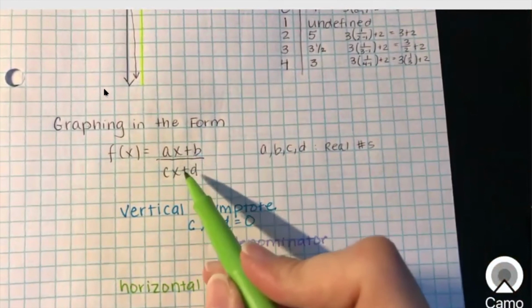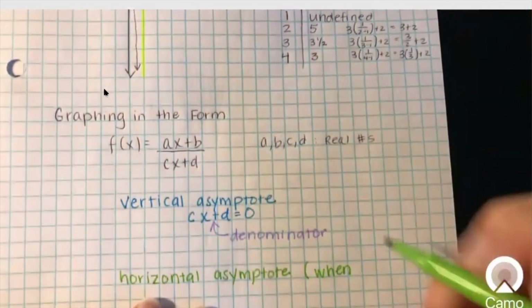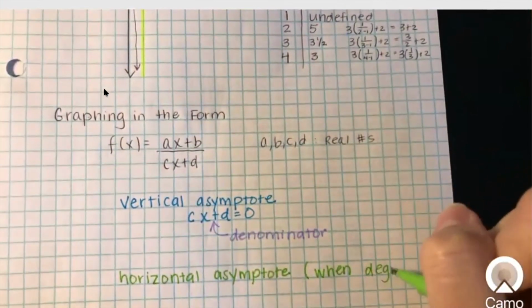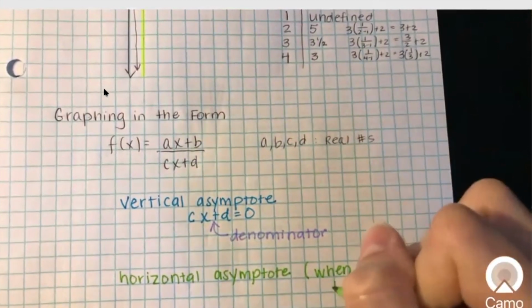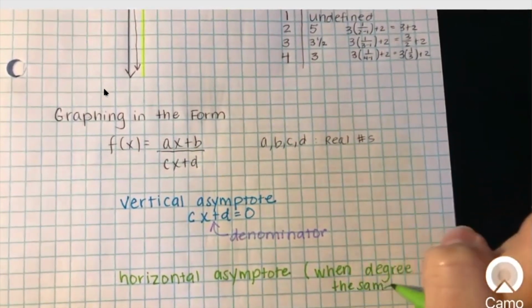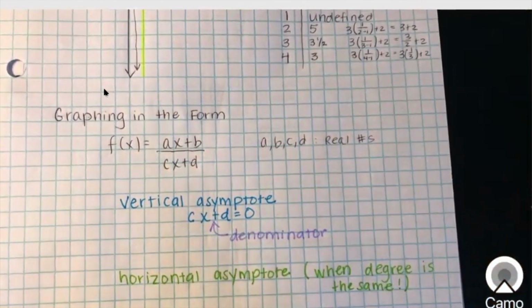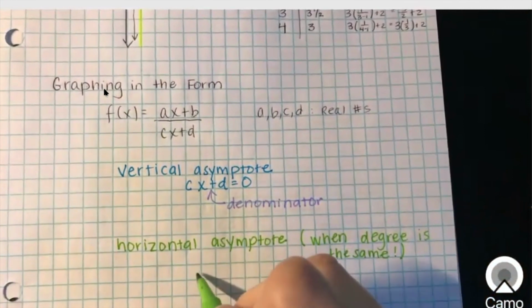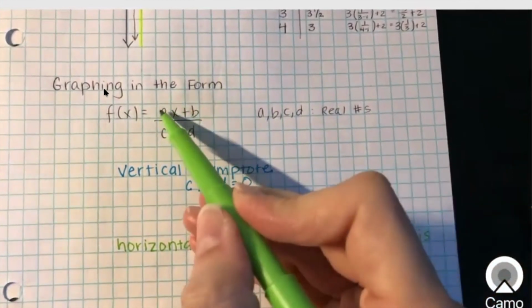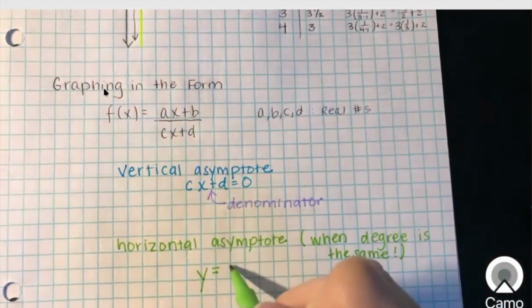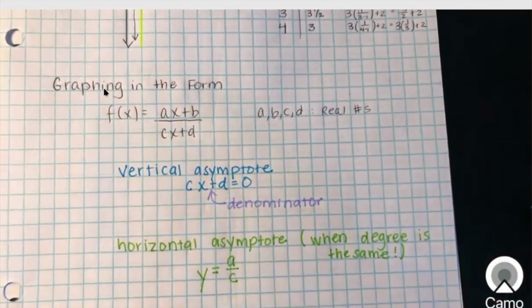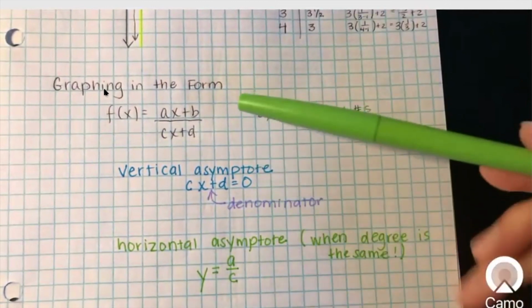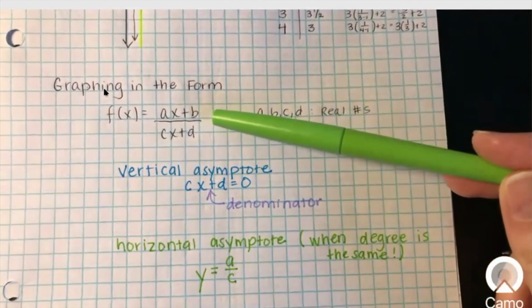So we have an x over an x, or x squared over x squared, when the degree is the same. To find our horizontal asymptote, it will be equal to y, and then we're dividing these leading coefficients. So a divided by c. So this is how we'll identify our asymptotes when we're written in a form like this.